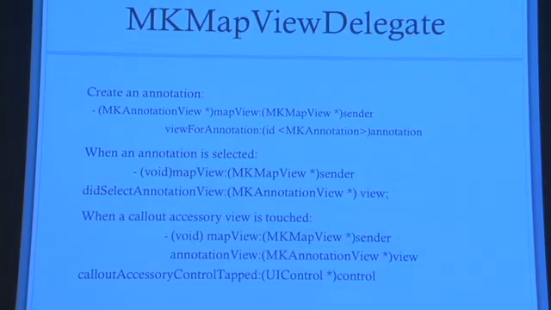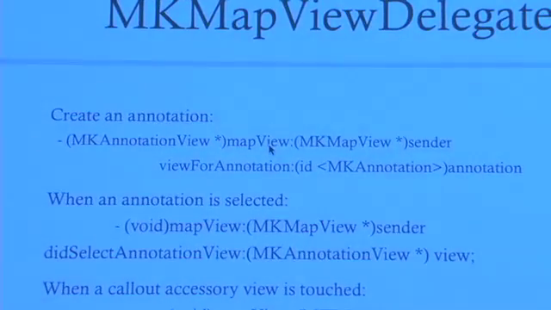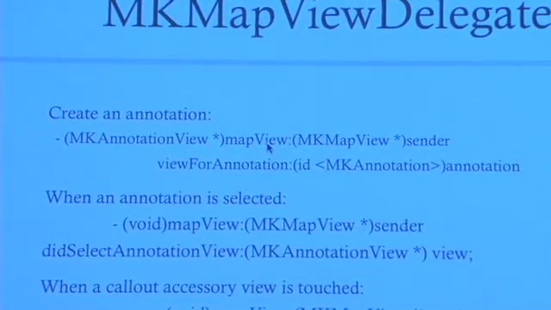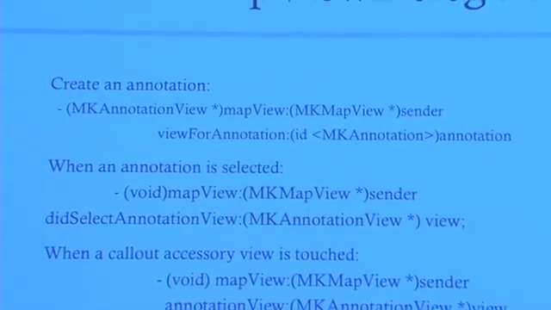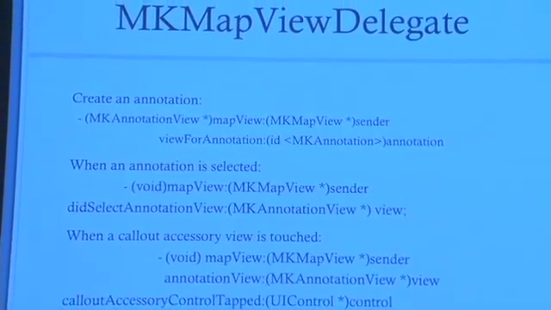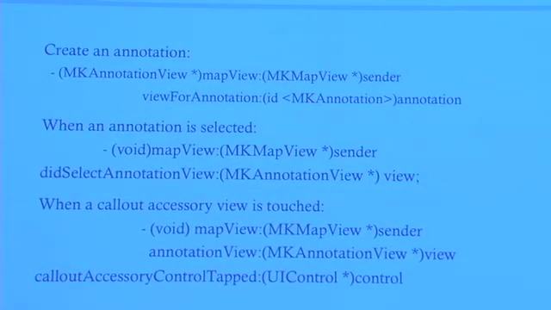Creating an annotation uses this method mapView viewForAnnotation, which is similar to the table view's, I think it's cellForRowAtIndexPath. It's similar to that one. And so this basically will just tell you what annotation view to put for that annotation. And then when an annotation is selected, mapView didSelectAnnotationView is the method in your delegate that's going to be called, and that's when you're actually clicking on the pin.